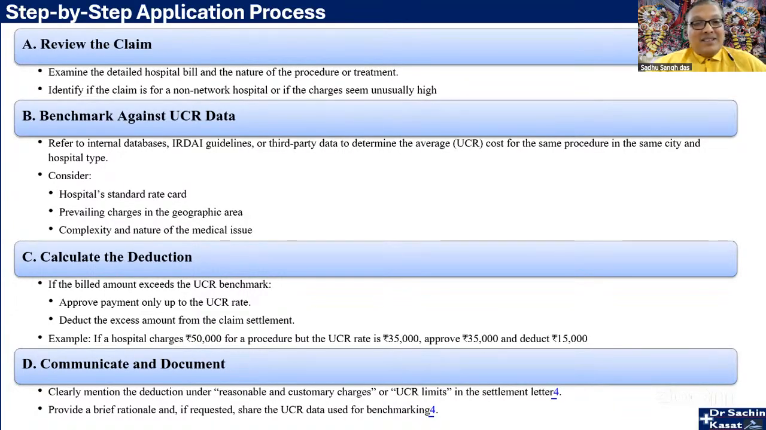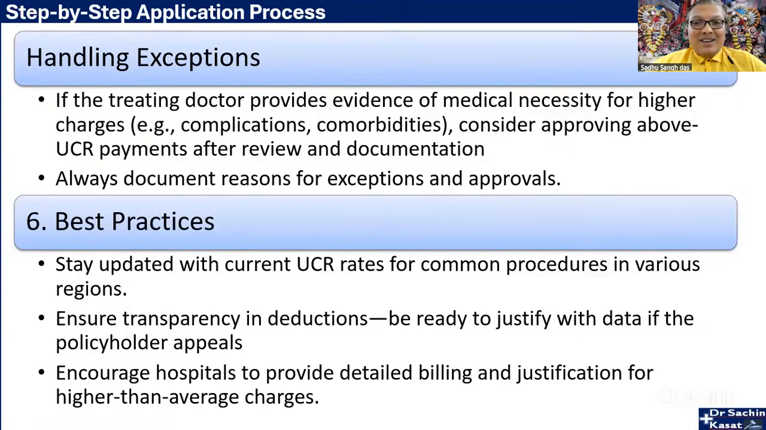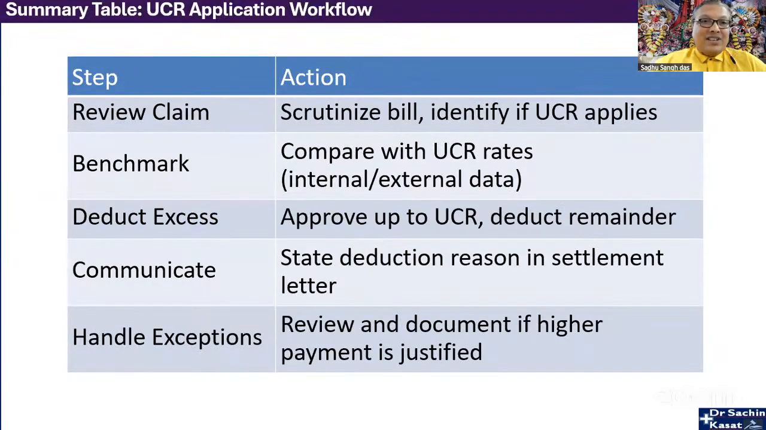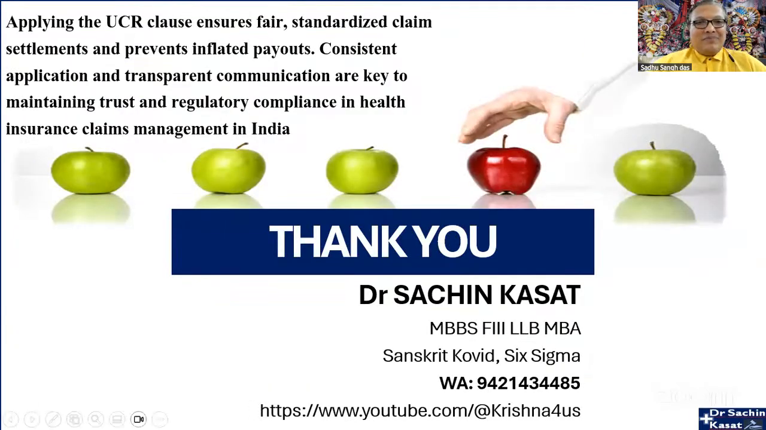So, best practices: stay updated with the current UCR rates, ensure transparency in deductions, be ready to justify with data, and encourage hospitals to provide detailed billing justification for higher than average charges. So these are the steps. We review the claim by scrutinizing the bill, identifying if UCR is to be applied, benchmark, compare with UCR rates, internal and external data, deduct the excess, communicate appropriately, and handle the exceptions.